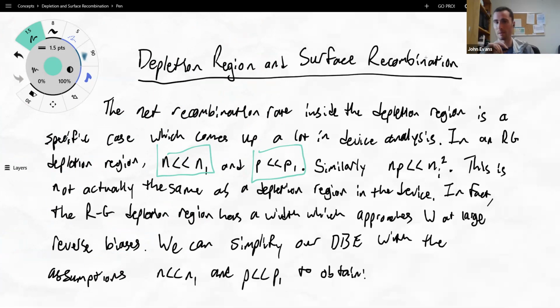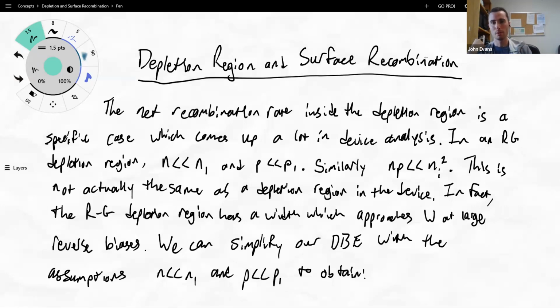Remember that n sub 1 and p sub 1 are constants which are tied to the equilibrium values in the bulk. So what we're saying in the recombination generation depletion region is that the concentrations of electrons and holes are both much smaller than we'd expect them to be. And similarly, that n times p is less than n sub i squared. In fact, a lot less than n sub i squared. We talked about this last time: if it's less than n sub i squared, we might expect more generation events to happen, which is what does happen.